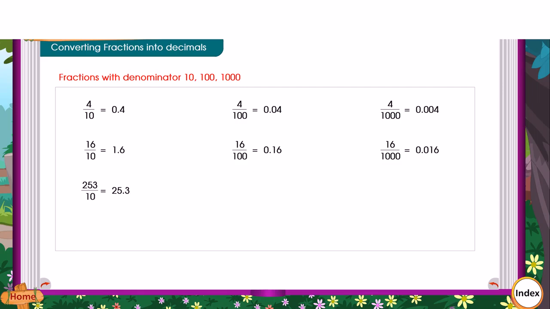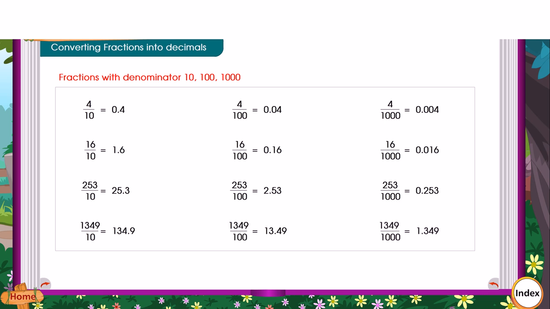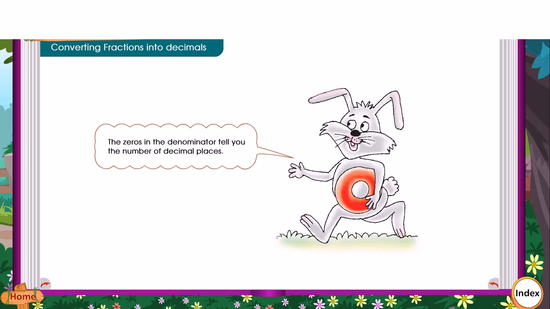253 by 10 is equal to 25.3. 253 by 100 is equal to 2.53. 253 by 1000 is equal to 0.253. 1349 by 10 is equal to 134.9. 1349 by 100 is equal to 13.49. 1349 divided by 1000 is equal to 1.349. The zeros in the denominator tell you the number of decimal places.